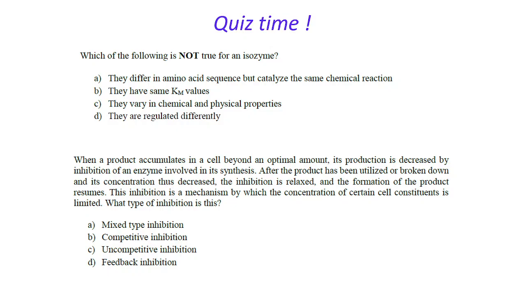Okay. Then the next one says: when a product accumulates in a cell above the optimal amount, its production is decreased by the inhibition of an enzyme involved in its synthesis. This inhibition is a mechanism by which the concentration of certain cell constituents is limited. So what type of inhibition is this? What sort of inhibition is basically happening over here?